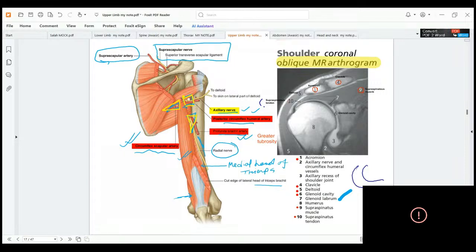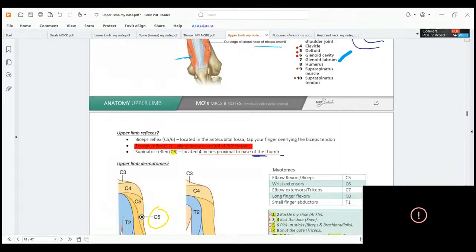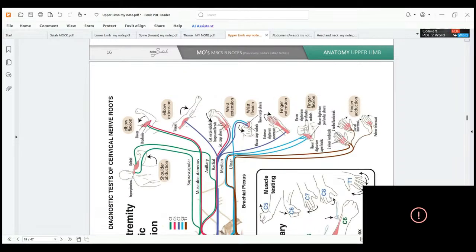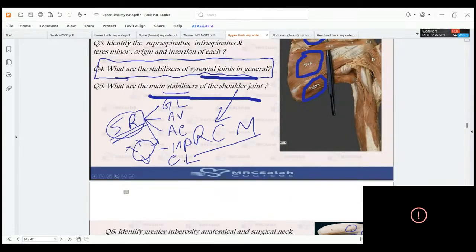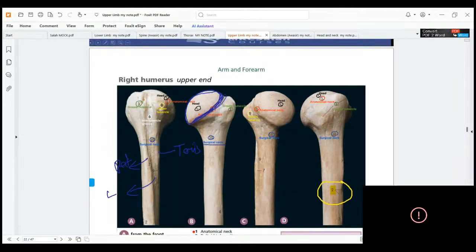Three, axillary recess of shoulder joint. Two, axillary nerve and circumflex humeral vessel. This part, axillary nerve, circumflex humeral vessel or artery. This is greater tubercle, lesser tubercle, head. This is the anatomical neck, and this is the surgical neck.